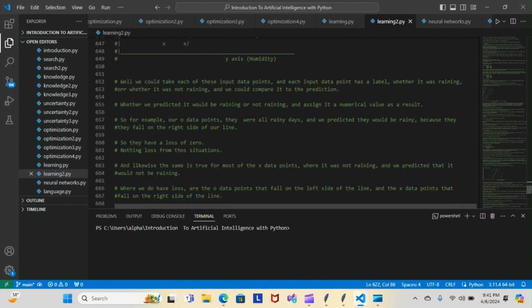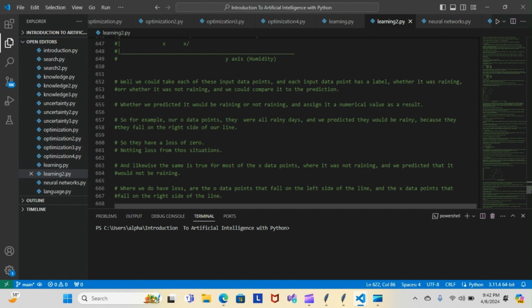Where we could take each of these input data points, and each input data point has a label, whether it was raining or whether it was not raining, and we could compare it to the prediction, whether we predicted it would be raining or not raining, and assign it a numerical value as a result. So for example, our O data points, they were all rainy days, and we predicted they would be rainy because they all fall on the right side of our line. So they have a loss of 0. Nothing lost from those situations.